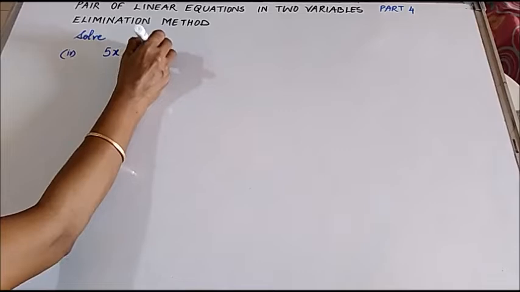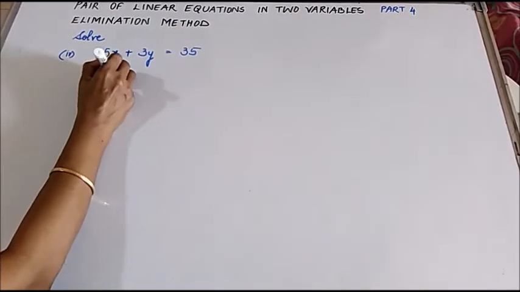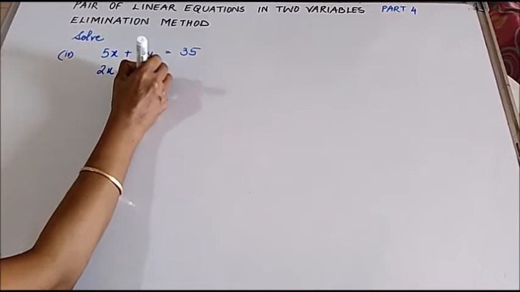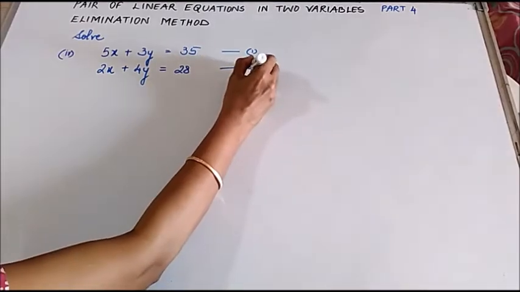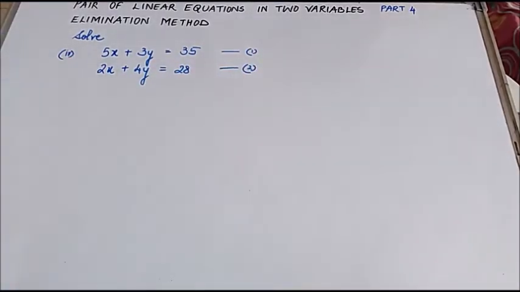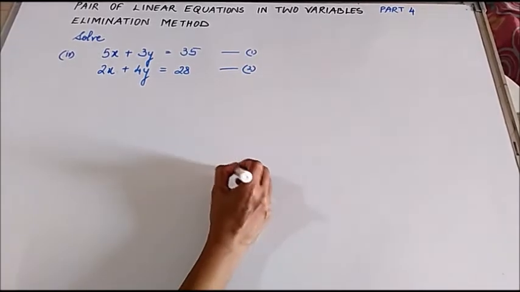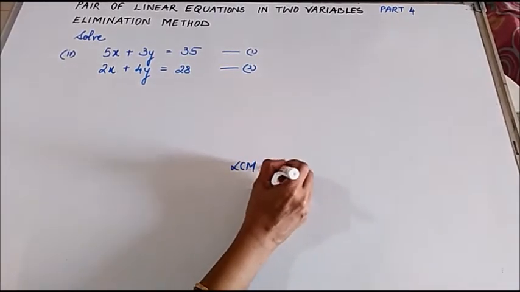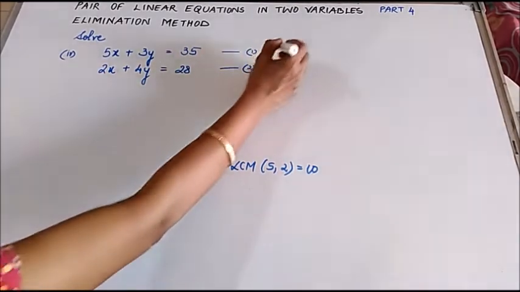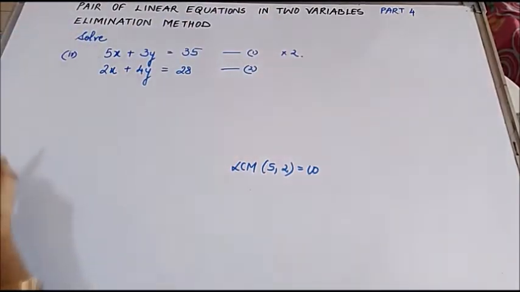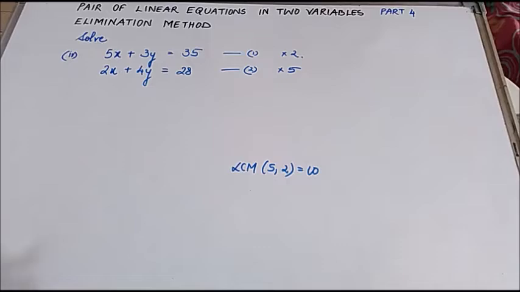5x plus 3y is equal to 35. 2x plus 4y is equal to 28. First equation and second equation. Now here we will make the coefficient of x equal. Here we have got 5 and here we have got 2. We find LCM of 5 and 2, that is equal to 10. So in the first equation we multiply by 2 because 2 into 5 will give us 10, and second equation multiply by 5 because 5 into 2 will give us 10.